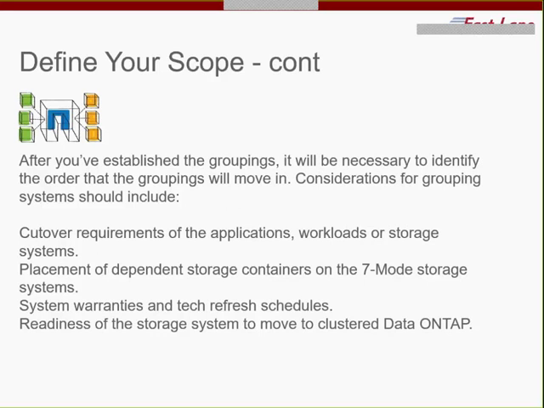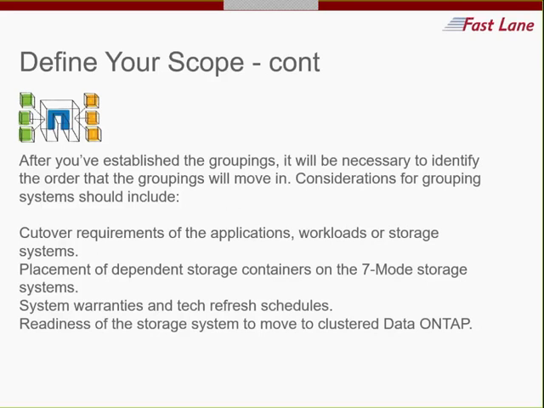Considerations for grouping systems should include the cutover requirements for the application workloads or storage systems, the placement of your dependent storage containers in the 7-mode system, and the system warranties and tech refresh schedules. So obviously, if you have a system that's due to run out of warranty, then that would be an ideal candidate to move across sooner rather than later, so that you don't end up in a position where you have a storage system that's no longer supported that has key critical application data on there.